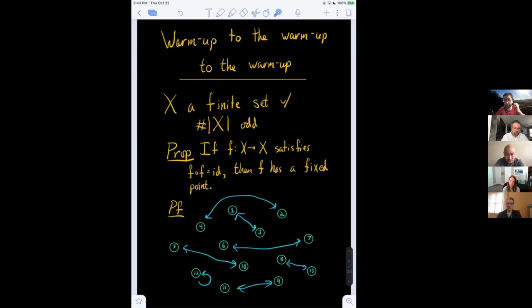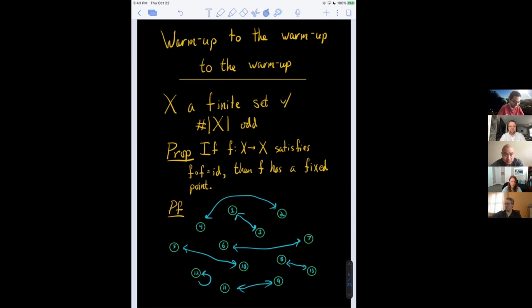But if we have a set of odd size, that means there has to be something left over. Or in general, what this tells you is that there's an odd number of fixed points, right? The set of non-fixed points has even size because it's a disjoint union of sets of size 2, right? Are there any questions about this warm up to the warm up to the warm up? Great. All right, let's relate this to polynomials.